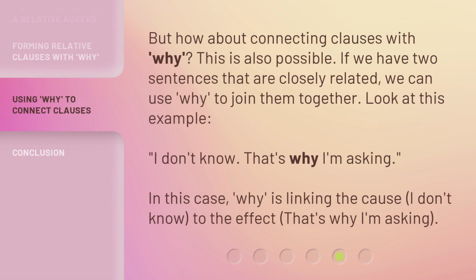But how about connecting clauses with why? This is also possible. If we have two sentences that are closely related, we can use "why" to join them together. Look at this example. "I don't know. That's why I'm asking." In this case, "why" is linking the cause, "I don't know," to the effect. "That's why I'm asking."